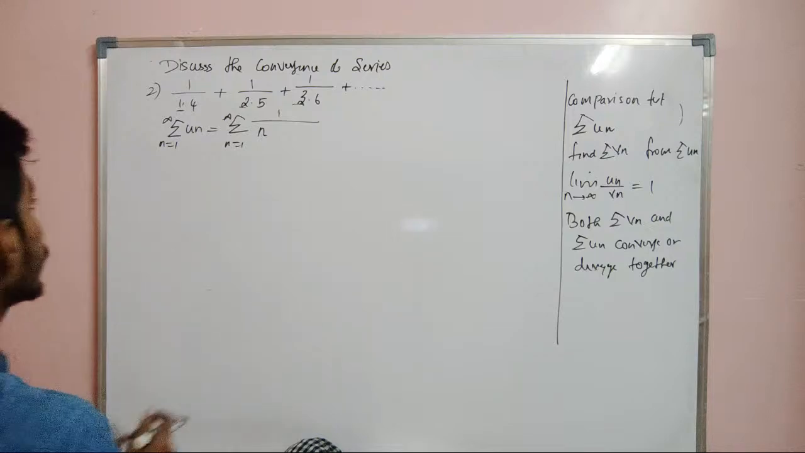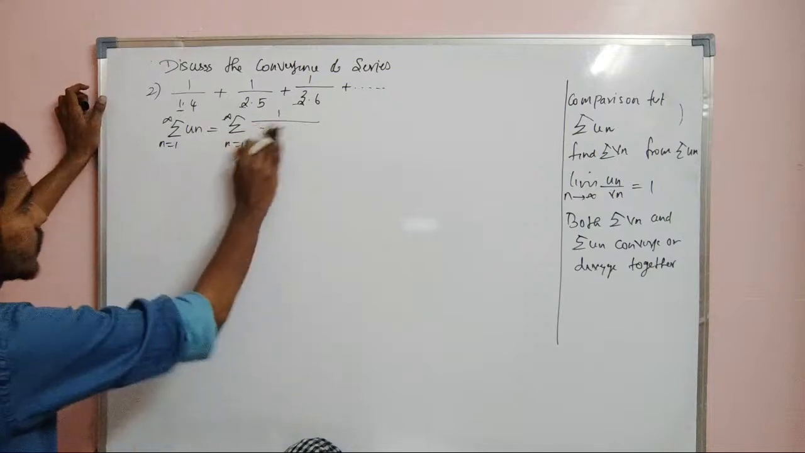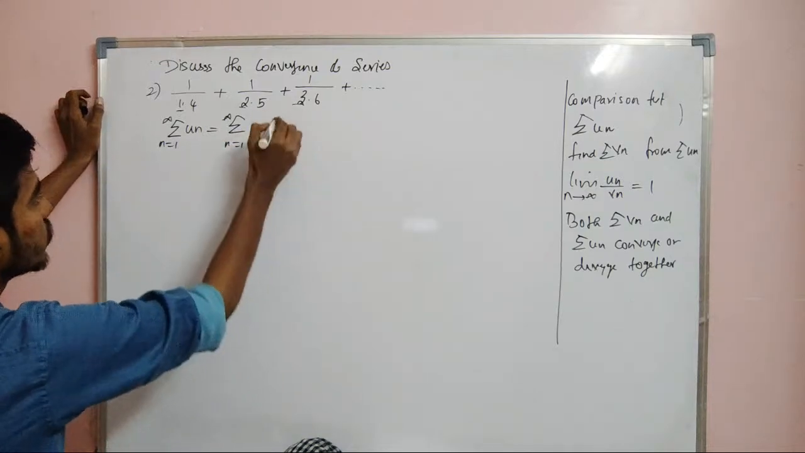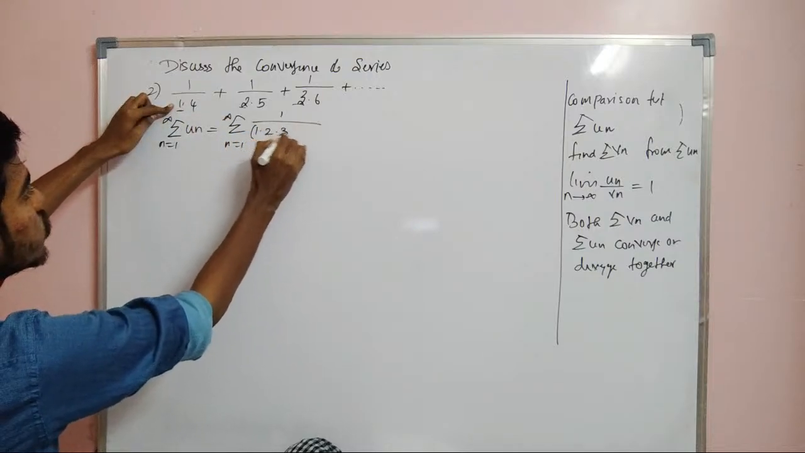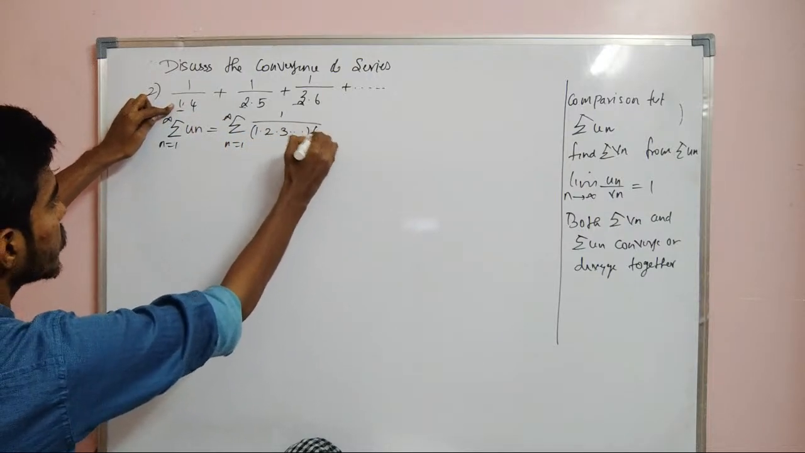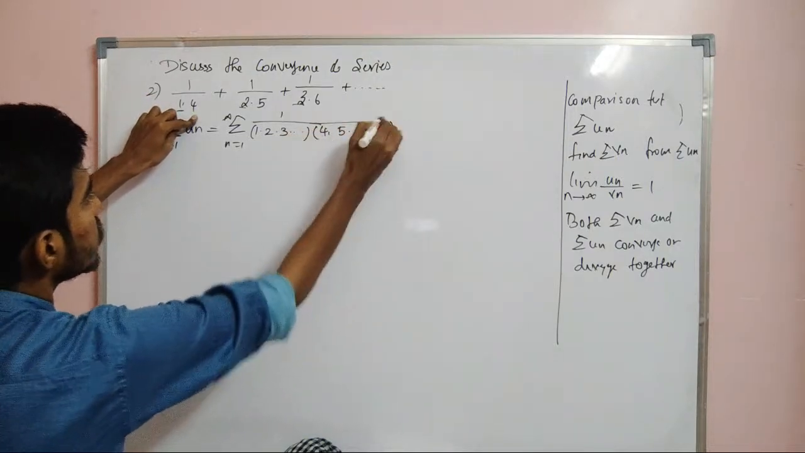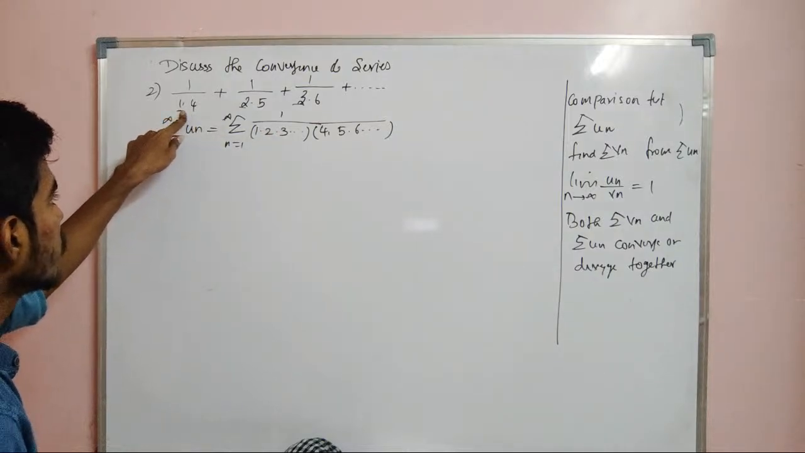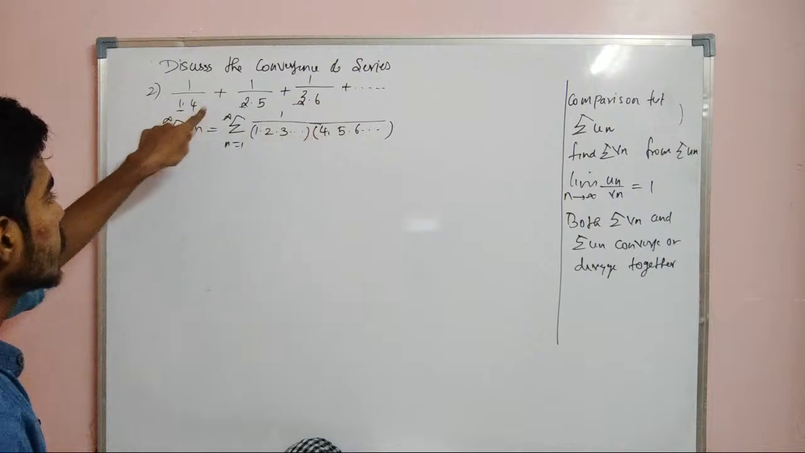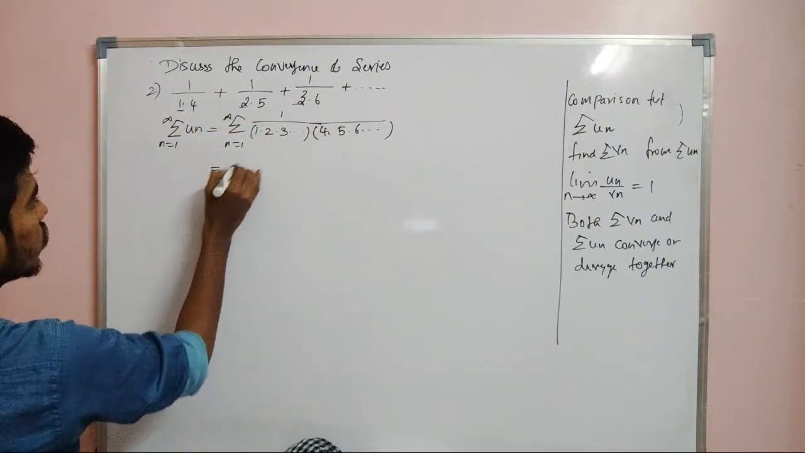Right. Now we need to find the nth term for 4, 5 and 6. Okay, I'll give you one shortcut for writing the nth term. You just collect all the first terms, which are 1, 2, 3, etc., and you collect all the second terms, which are 4, 5, 6, etc. So 1 into 2 into 3, the first terms, and 4, 5, 6, the second terms.